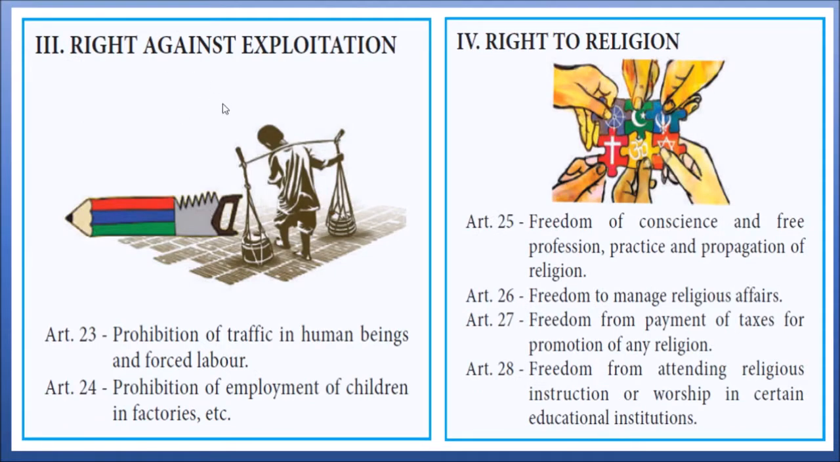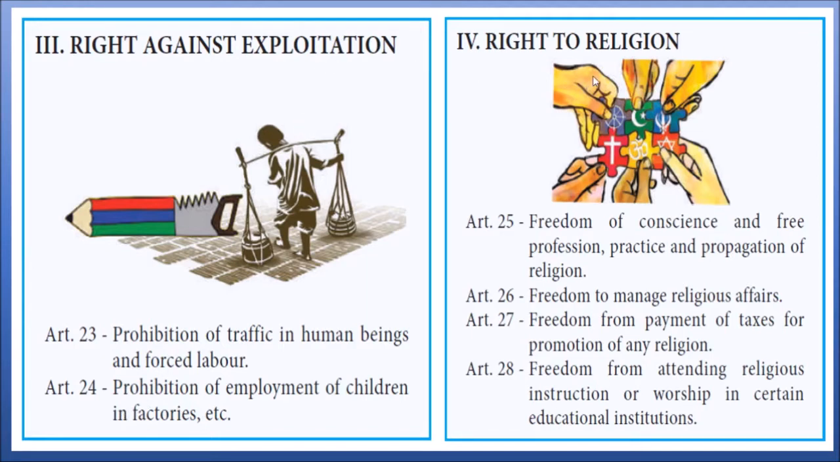Next, right against exploitation. Articles 23 and 24. Article 23, prohibition of traffic in human beings and forced labor. So we have to stop forced labor of human beings. That has been prohibited. And article 24, prohibition of employment of children in factories. Child labor is also prohibited according to article 24 under the right against exploitation.